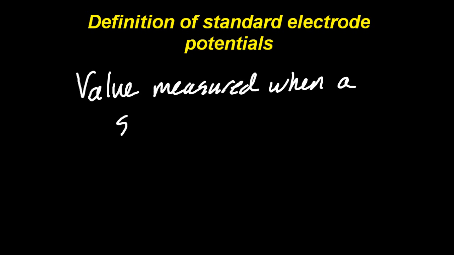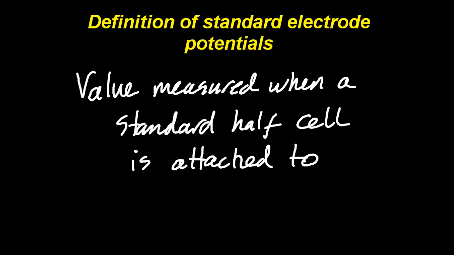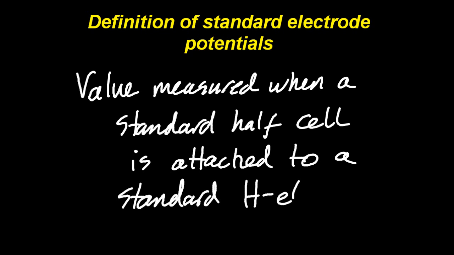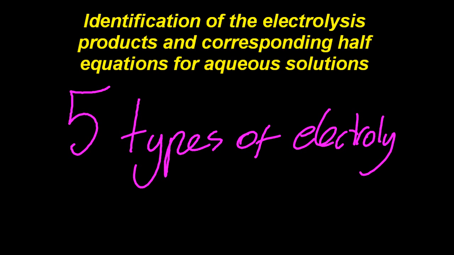No excuses for getting definitions wrong, but the standard electrode potential is the value measured when a standard half cell is attached to a standard hydrogen electrode. The IB says the hydrogen electrode had 0.00 volts, and that's silly, because by definition it's 0, which isn't 0.00. It's a different number. Really.